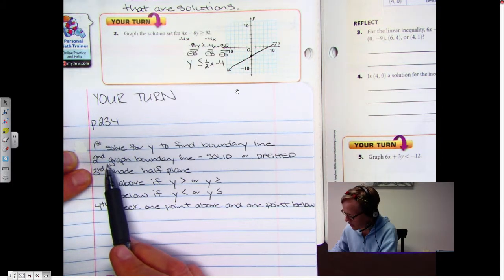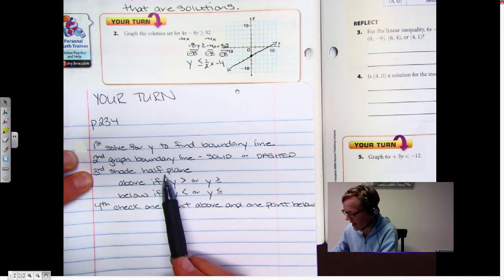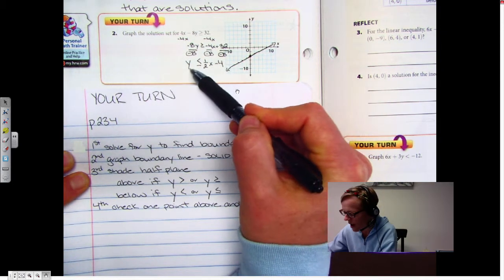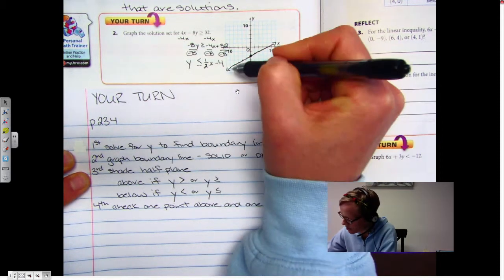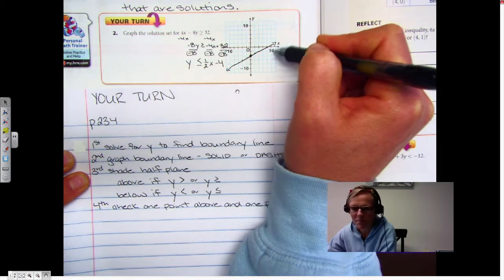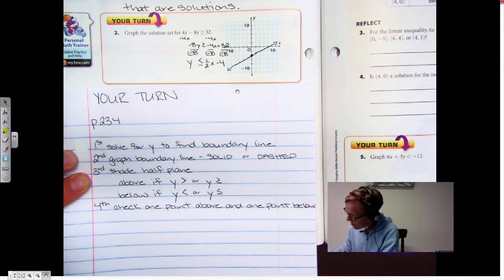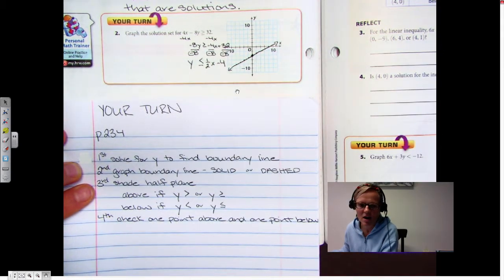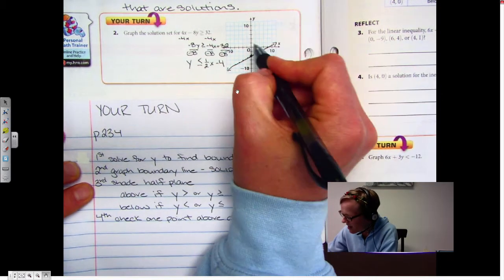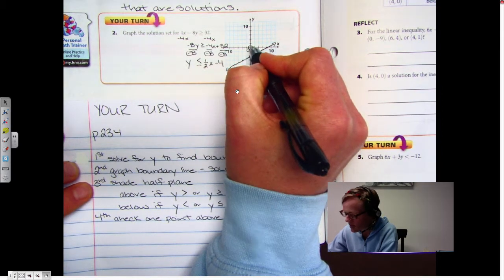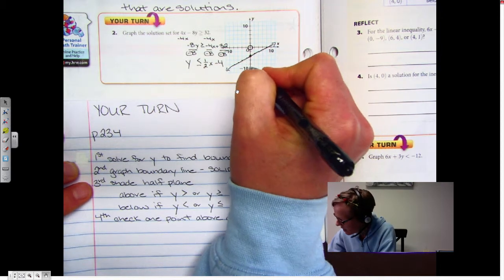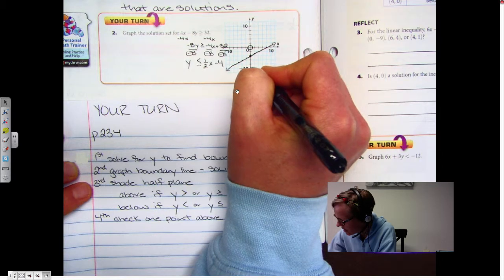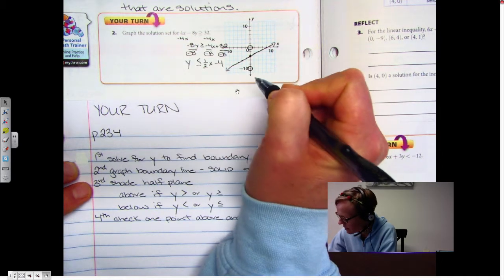So that's step 2. Step 3 is to shade the half plane. Now I know that the y values are less than my line, so I'm going to shade the lower half, but I'm going to skip to my step 4, which is check 1 point above and 1 point below. A very easy point to check is always 0, 0 if it's clearly above or below. And then I'm going to go ahead and check this one, which is clearly below.